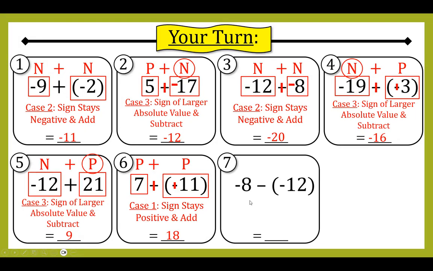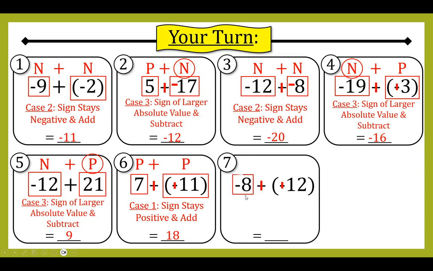Okay, we're on problem number 7. If you want to pause, go ahead and pause. Here I have negative 8 minus negative 12. So since it is a subtraction problem, I'm going to add the opposite. This becomes positive, or I'm sorry, an addition problem. This becomes positive. It was negative 12. Now it is positive 12.